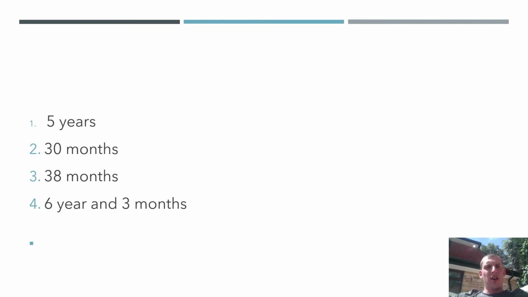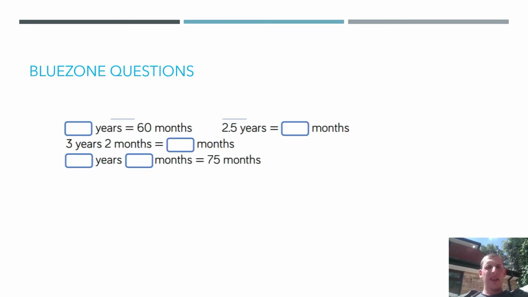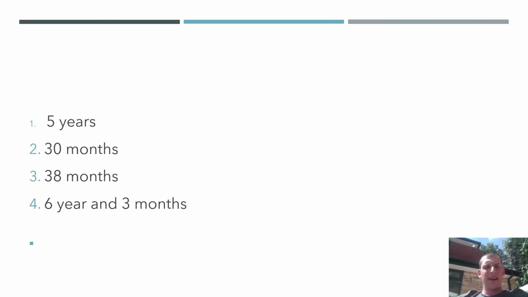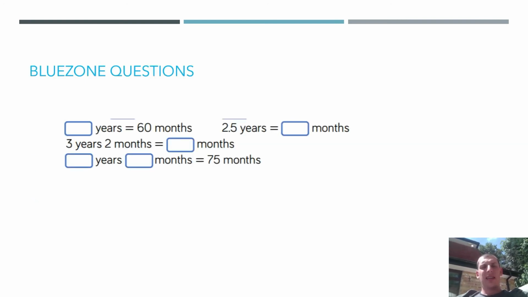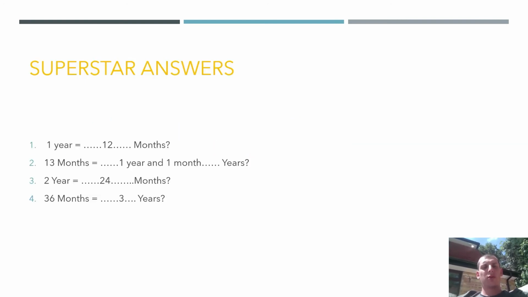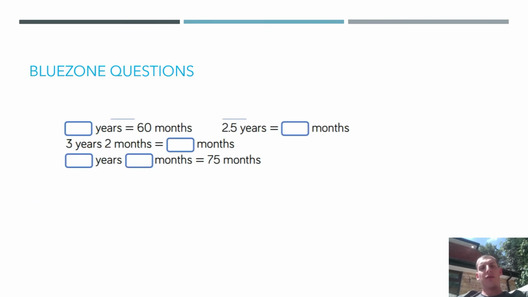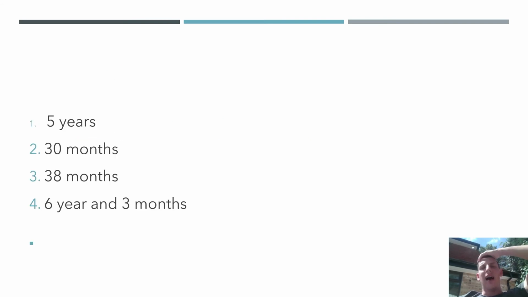Welcome back, Bluezone. So in 60 months we have 5 years. In 2.5 years we have 30 months. In 3 years and 2 months we have 38 months. And in 75 months you have 6 years and 3 months. Again, Bluezone, I'm sure most of you got that absolutely right, but if you didn't, don't worry. Maybe watch the video again or send me an email for a bit of extra support.